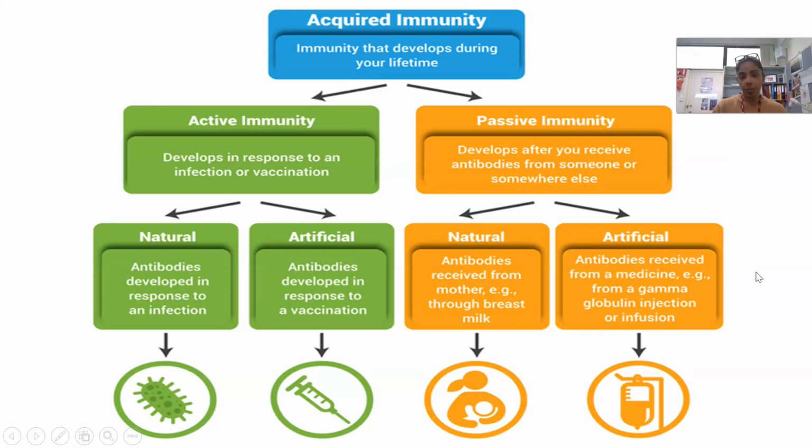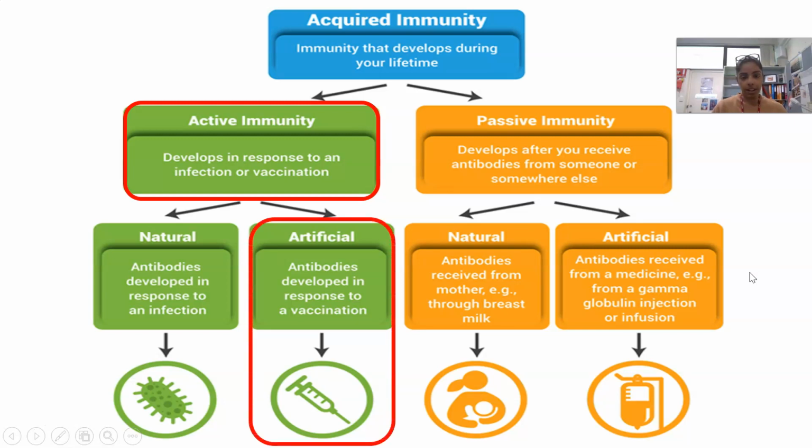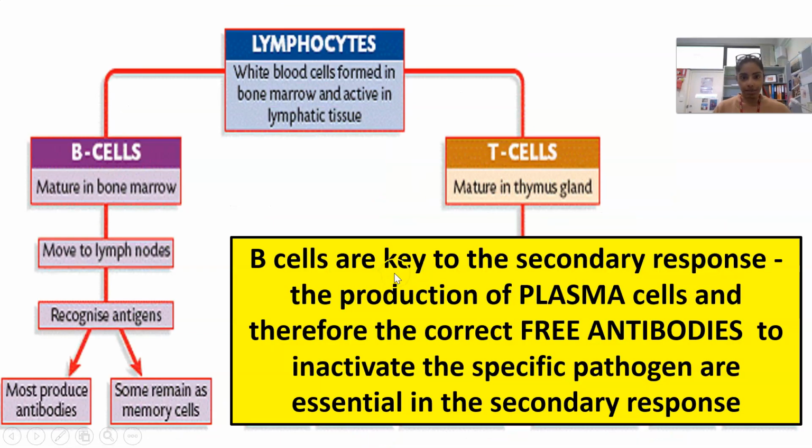Okay, so this is what we looked at the start of the lesson. We are going to be focusing for this part of the lesson on active immunity. And we are going to be looking specifically at active artificial immunity. So again, very topical, we're looking at how we can develop vaccinations to fight against certain diseases.